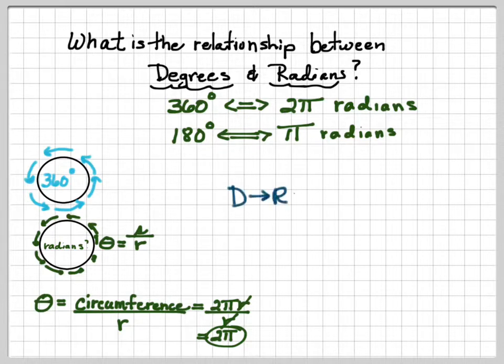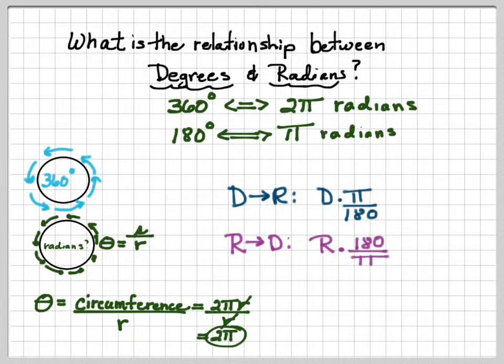The little formulas are to go from degrees to radians, take the degree amount and multiply it times pi over 180. To go the other way, to go from radians to degrees, you're going to take your radians and multiply by 180 divided by pi. So this is something that you need to write down and remember. Okay, let's do a couple of examples.